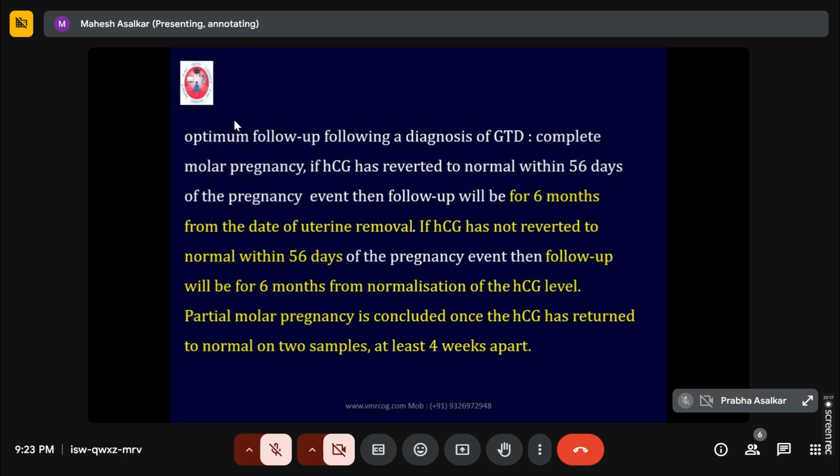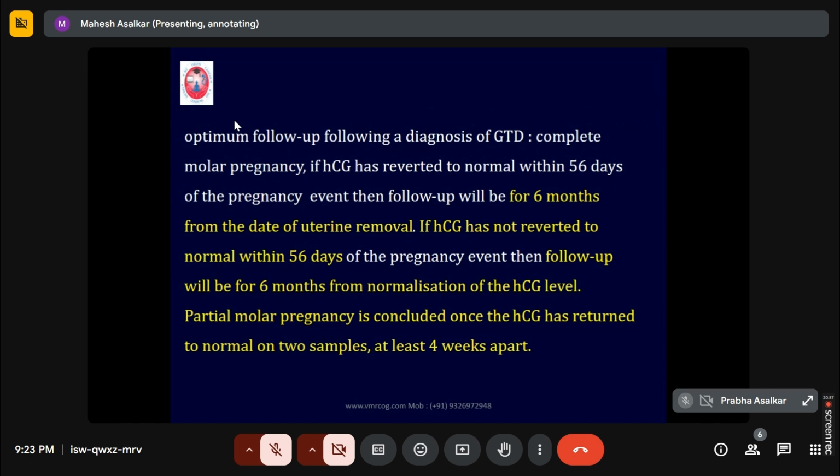Okay. Now, what is the optimum follow-up? Again, here the questions are asked on this particular topic. What is the optimum follow-up following a diagnosis of GTD? If you are dealing with a complete molar pregnancy, we follow up these patients by doing the beta hCG. If the beta hCG comes back to normal within 56 days, that is within 8 weeks, then the follow-up will be for 6 months from the date of uterine removal.